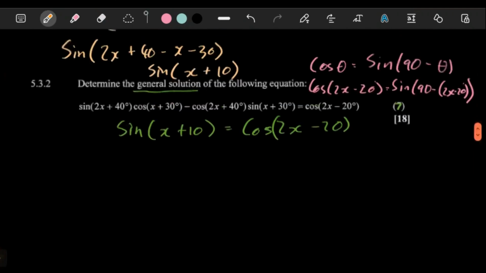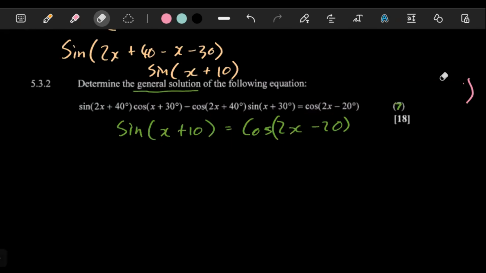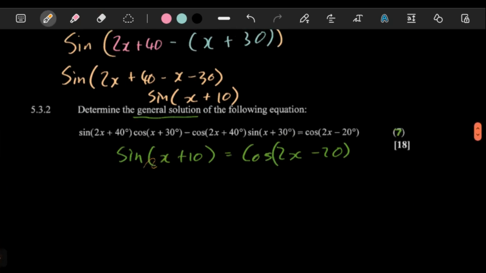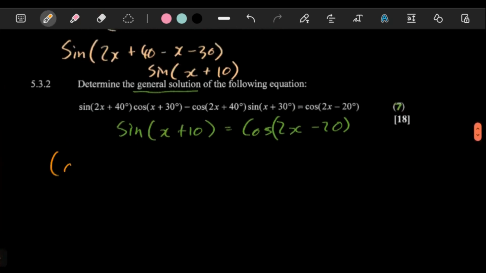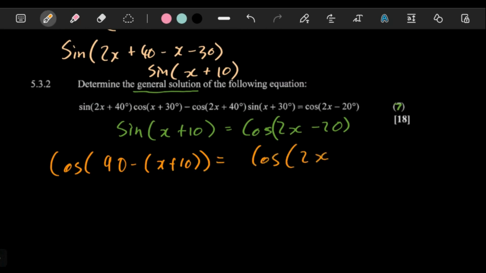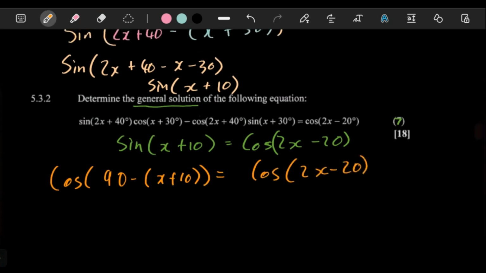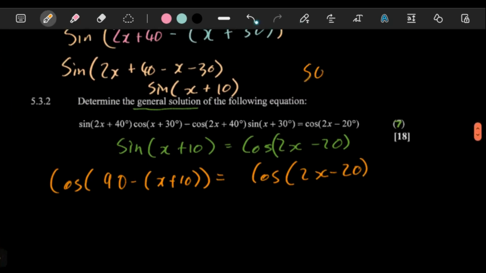So in terms of us changing the sine instead, I mean, you can change both, but I would prefer changing to cos, and you'll see why just now, especially for things like this, because it's the same idea here. This, you can just write as cos of 90 minus this angle. There you go. And then here, this is just cos of 2x minus 20. The reason we're writing this out is because we also know that sine theta is just the same as cos of 90 minus theta. So the theta there is just this x plus 10.